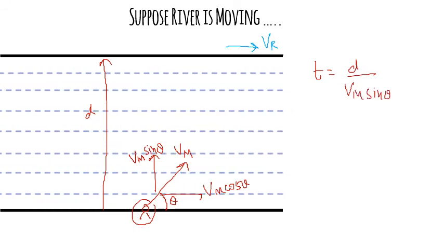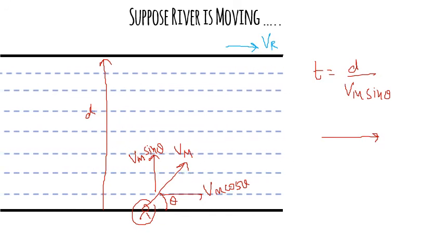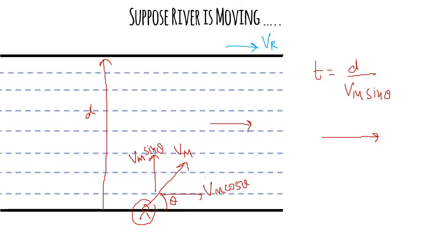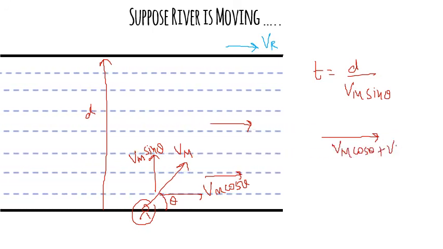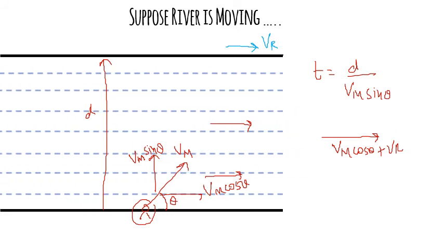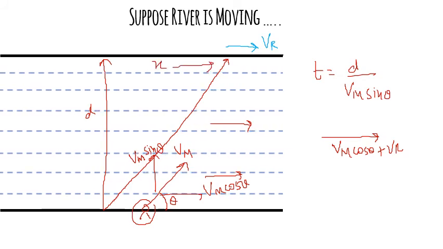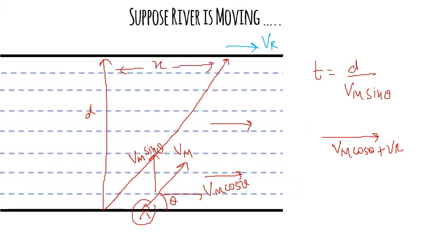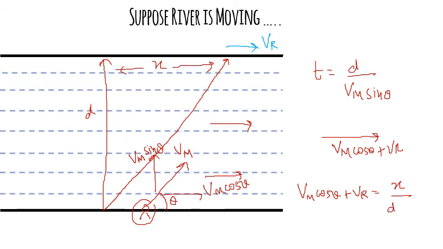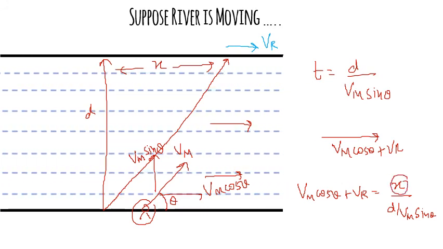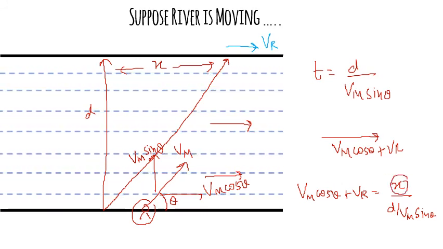But the net horizontal velocity will increase, because the river is also in that direction and the horizontal component is also in that direction. So this component will be Vm cos theta plus Vr. The person will travel something like this. If I ask what this horizontal distance x is, the horizontal velocity is Vm cos theta plus Vr, the distance is x, and the time is again d upon Vm sin theta. This is how you calculate the horizontal drift, which is how much the person has traveled in the horizontal direction.